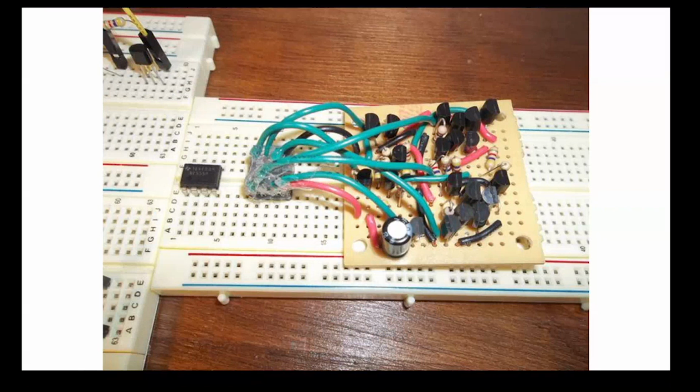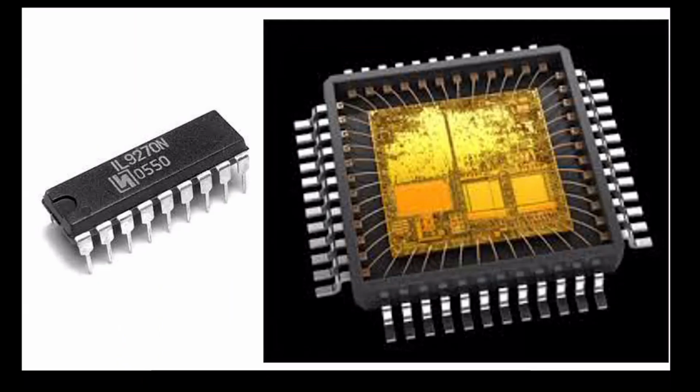So what is the solution? There is one solution. Why don't we make a chip? If somehow we can make a chip, we can avoid all these problems of wiring and noise. So what is a chip? What is an integrated circuit?